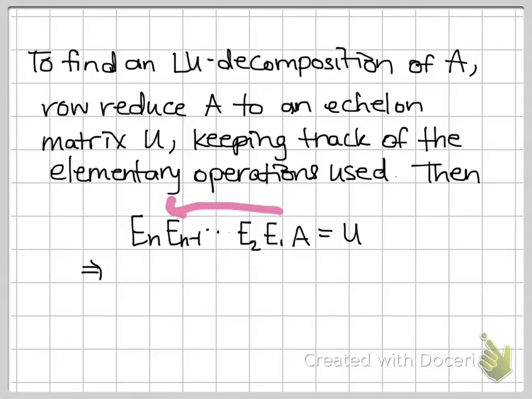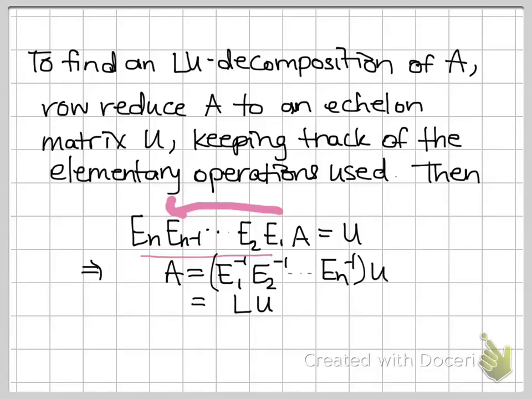So if I want to find L, I just need to multiply by the inverse of all of these matrices. And so A looks like E_1 inverse, E_2 inverse, through E_n inverse times U. So L is the product of those inverses. All right, so that's going to be our method for finding L. And for our purposes, we're going to assume that the only row operations we need are these replacement row operations.